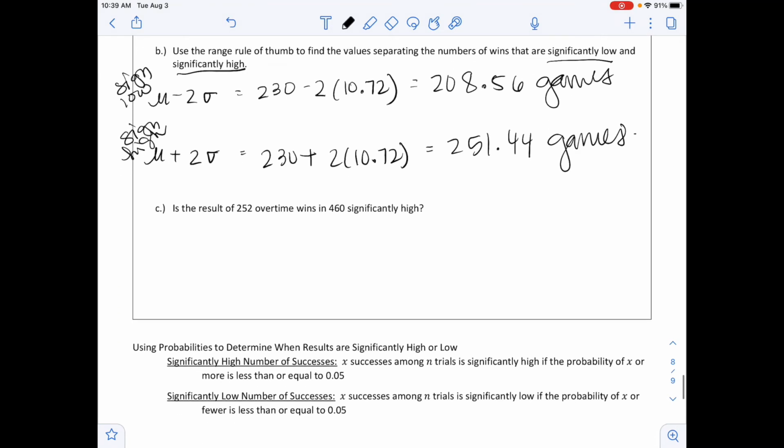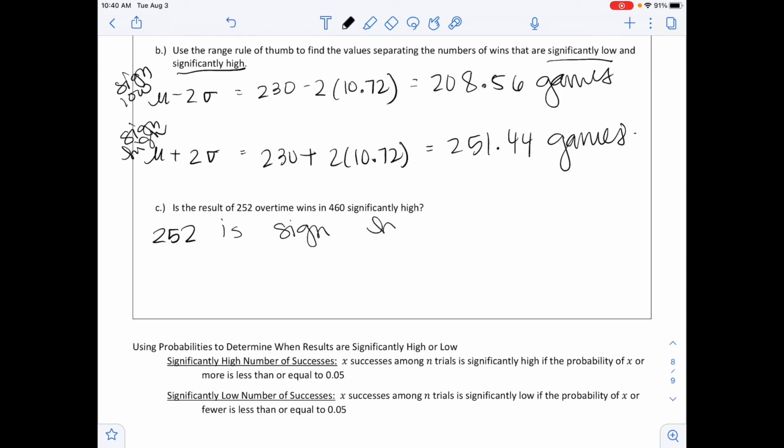So part C is asking, is the result of 252 overtime wins in the 460 games significantly high? And so is it larger than 251.44? And yes, barely, but it is. So 252 is significantly high because it's greater than that cutoff of 251.44 games.